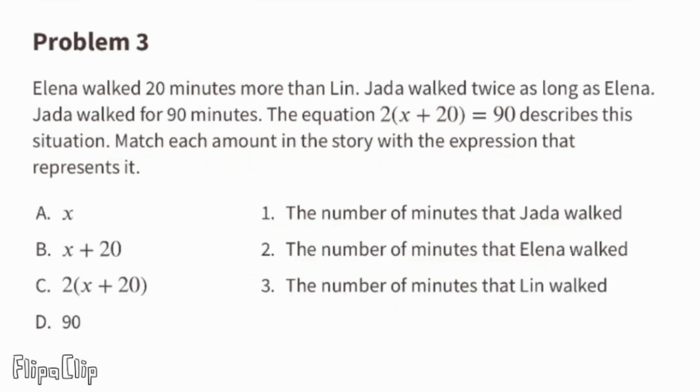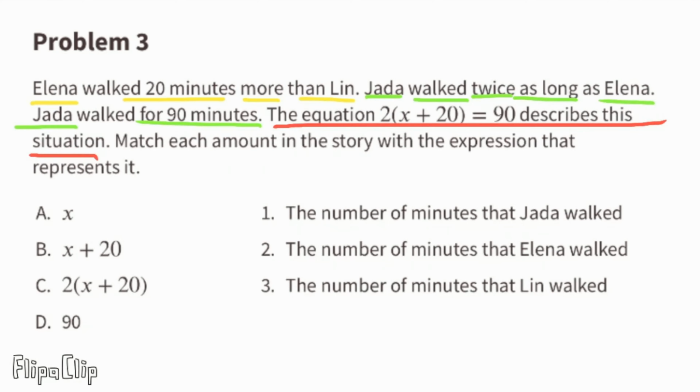Problem number 3. Elena walked 20 minutes more than Lynn. Jada walked twice as long as Elena. Jada walked for 90 minutes. The equation 2 times x plus 20 equals 90 describes this situation. Match each amount in the story with the expression that represents it.